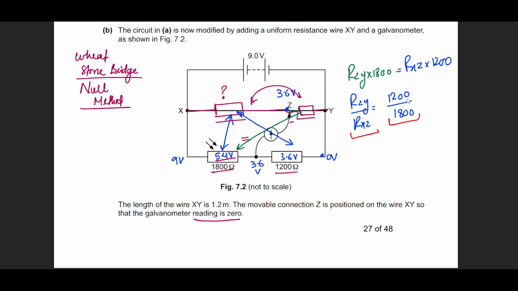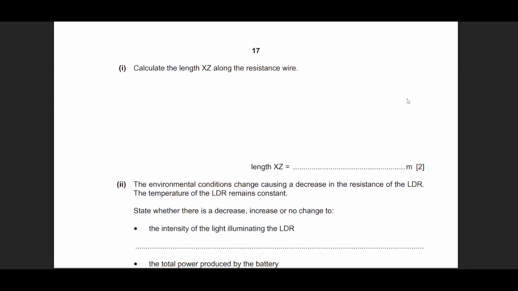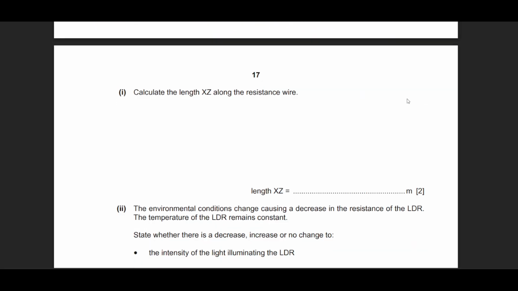Okay. Now let's see how it's going to go. So calculate the length XZ along the resistance wire. No problem. I know how much voltage it is going to consume. The XZ part is supposed to consume 5.4. Why? Because I need this guarantee that when a 9 volt electron enters this point, when it leaves this junction, when it leaves or reaches point Z, it needs to have only 3.6, because 3.6 is at the center. If it has 3.6, only then there will be no flow of current through the branch, because the potential difference or the voltage difference will be 0. So I have this guarantee.